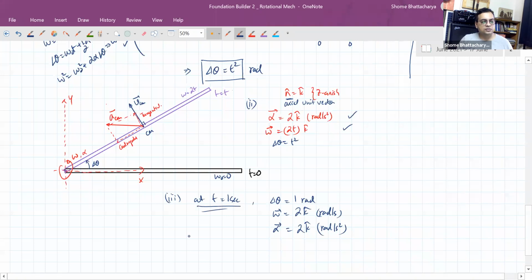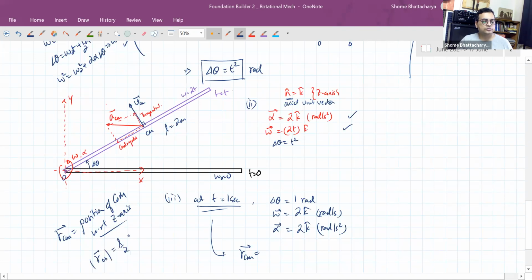Now, at this instant, what is the position of the center of mass? So remember what we had taken: the length as 2 meters. The position of the center of mass with respect to the axis of rotation, RCM, is the position of the center of mass with respect to the z axis. So obviously the magnitude of RCM is L by 2, so that is 1 meter.